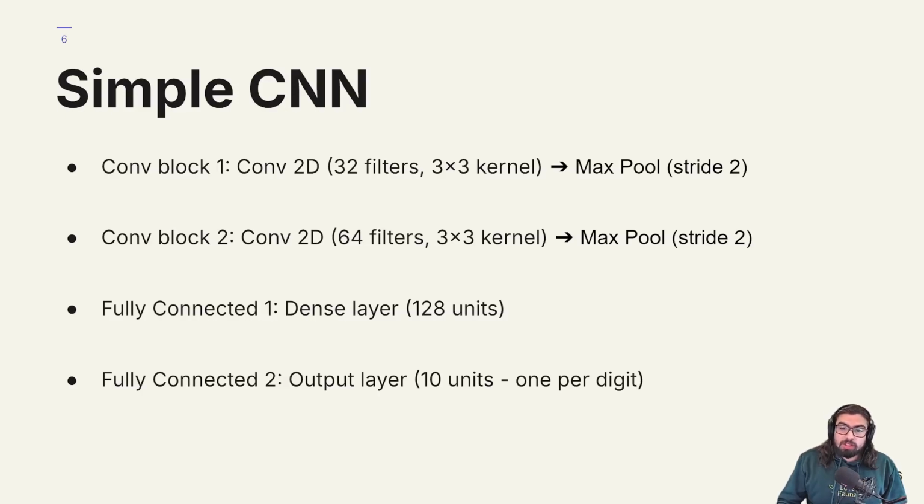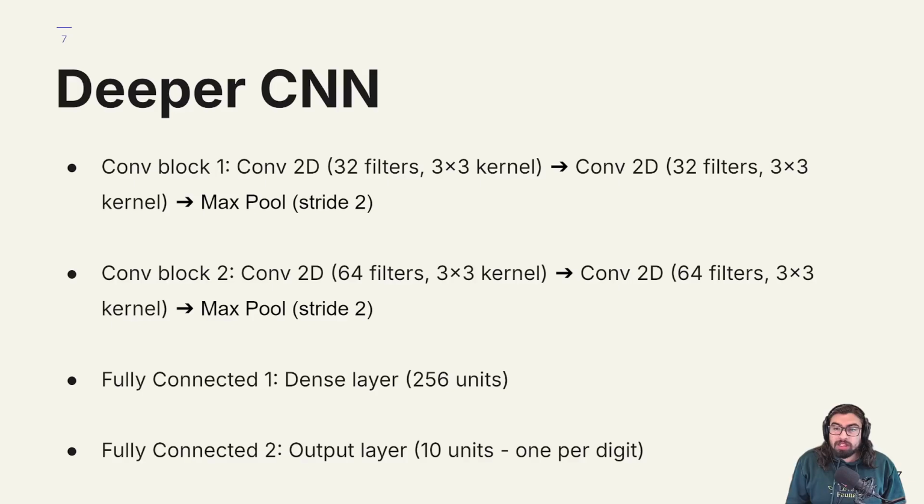So, starting with the simple model. This model has, again, 2 convolution blocks and 2 dense layers. The first convolution block has 1 convolution layer with 32 filters with 3x3 kernels, and max pooling with a stride of 2. The next block is built much the same, with 64 filters in the convolution layer. The first dense layer is a flattened 128 units, and the second layer is 10 units for the output, which is our digits 0 through 9.